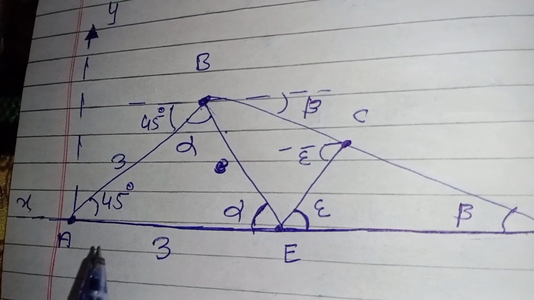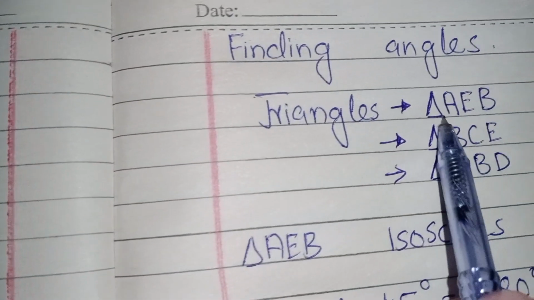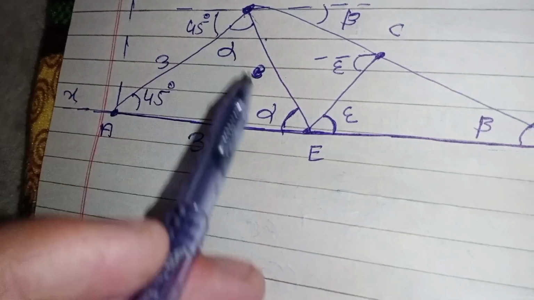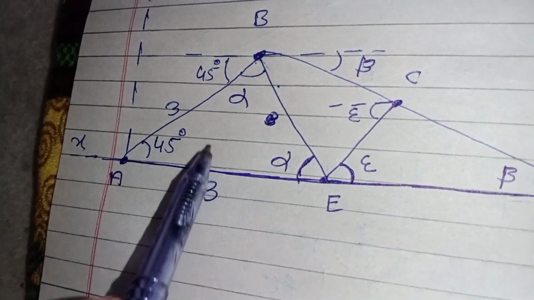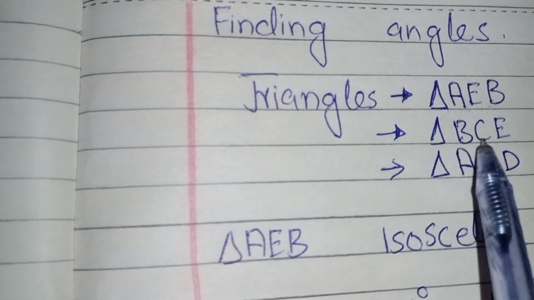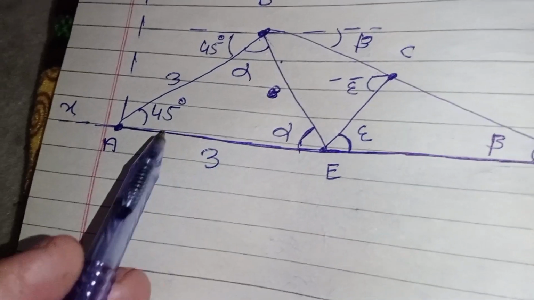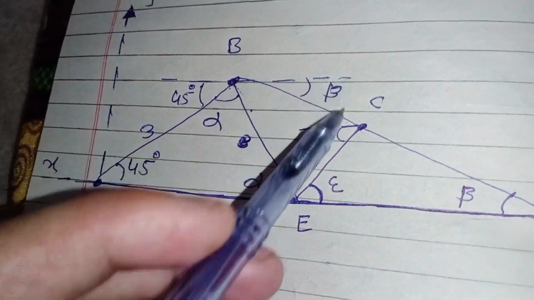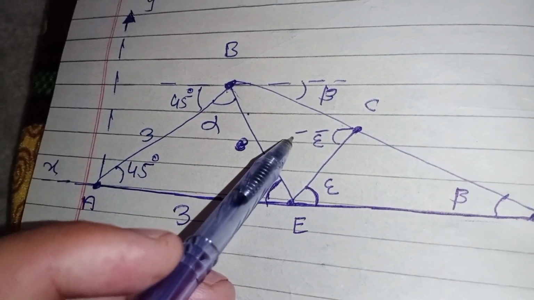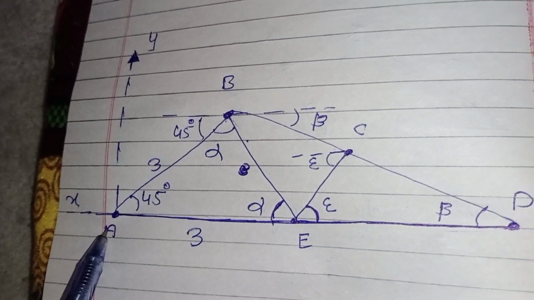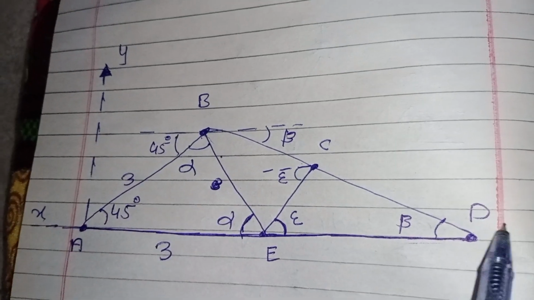One triangle is ABE, with angles ABE and AEB. The second triangle is triangle BCE, and the other triangle is triangle ABD, the whole triangle of this truss, ABD.